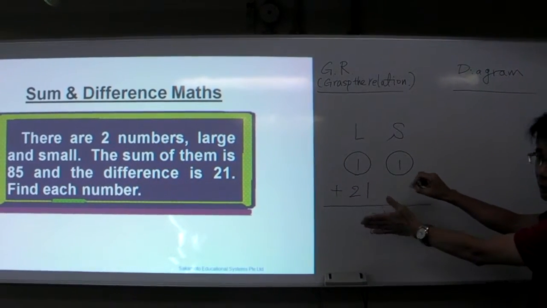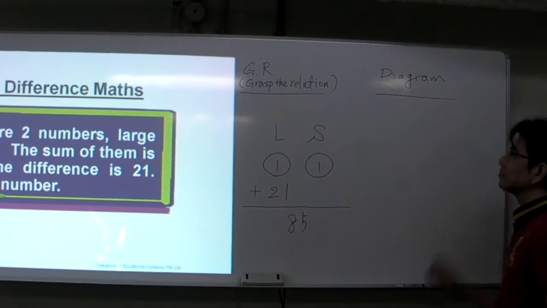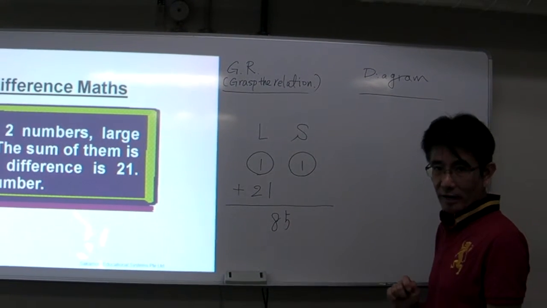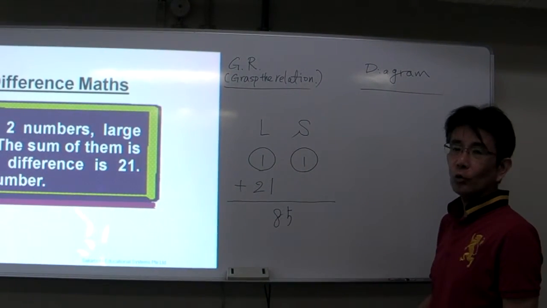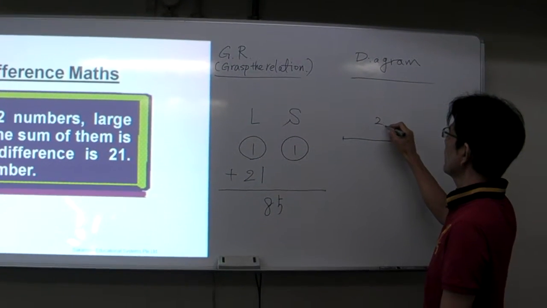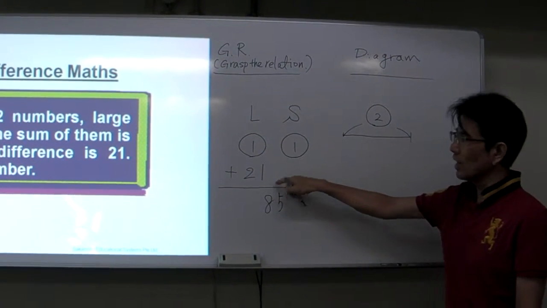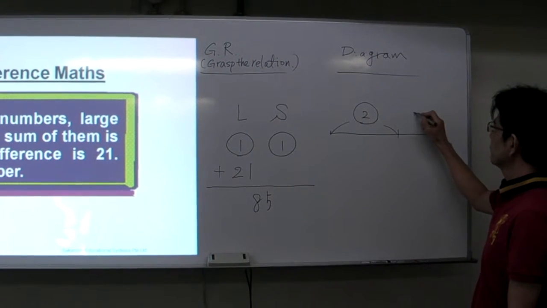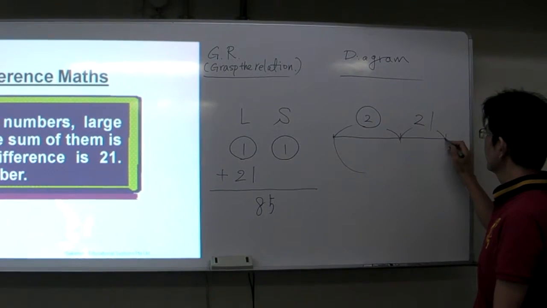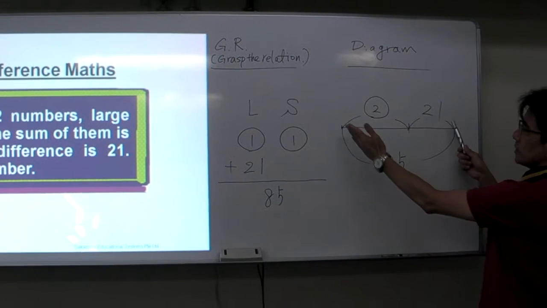Let's convert all this information in the GR into a simple line diagram. So let's check. In this GR table, how many circles are there? Yes, 1 and 1, altogether 2 circles involved. So draw the line for 2 circles first. But not exactly 2 circles, you have to add 21. Then it gives you in total 85. Alright? So see this diagram, whole thing is 85.